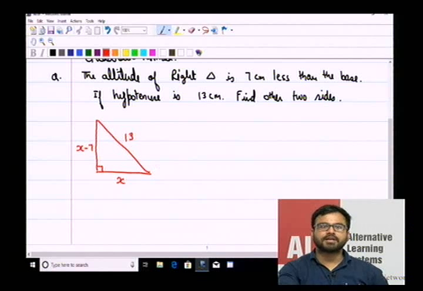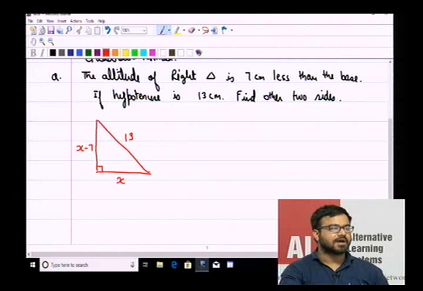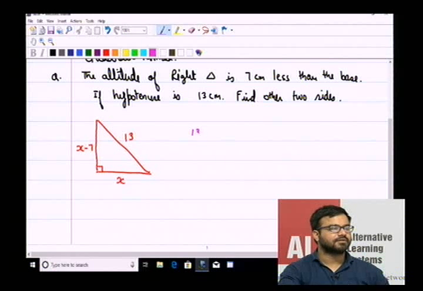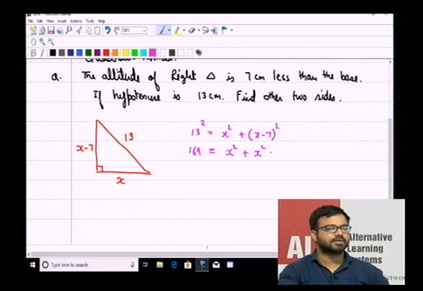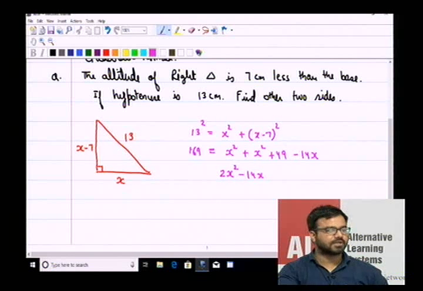Now we know in a right angle triangle all the three sides are related by the Pythagoras theorem. Hypotenuse square is equal to perpendicular square plus base square. So by the Pythagoras theorem we can write 13 square is equal to x square plus (x minus 7) whole square. This will be 169 is equal to x square plus (x minus 7) whole square, which is a square plus b square minus 2ab. Now if you solve this one, this will become 2x square minus 14x. Now 169 will come to the left hand side, and 49 minus 169 will become minus 120, equal to 0.